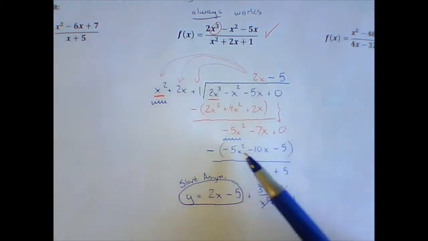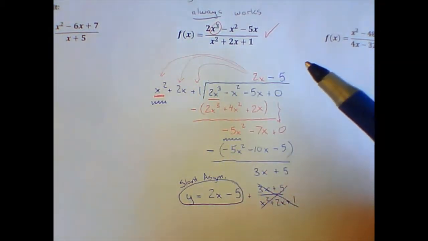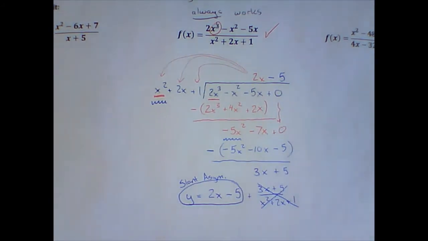Okay, and again, if it's not a slant asymptote, if your highest degree is not on top, don't do this because it's not a slant asymptote. This technique gives you slant asymptotes. If it's a horizontal asymptote, do something else.